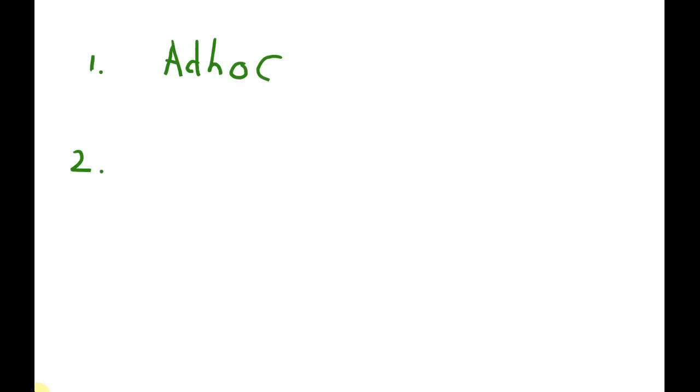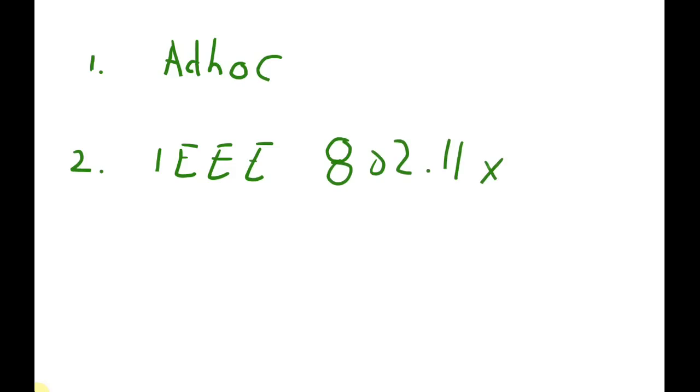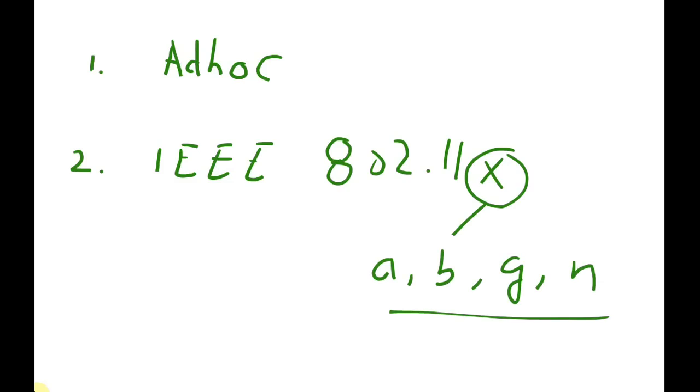And in the second place, we will be discussing IEEE 802.11x standard based networks. And here, X stands for A, B, G, and N. We are going to discuss different flavors of 802.11a, B, G, and N networks. And in the end, we will be discussing the security standards of IEEE 802.11 networks. So let's start our discussion of ad hoc networks.